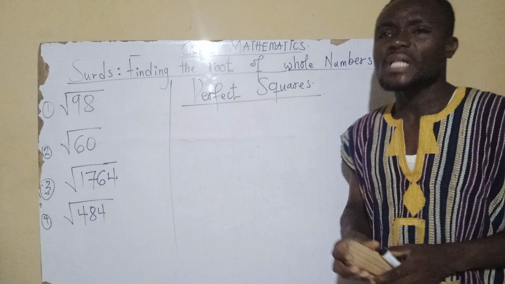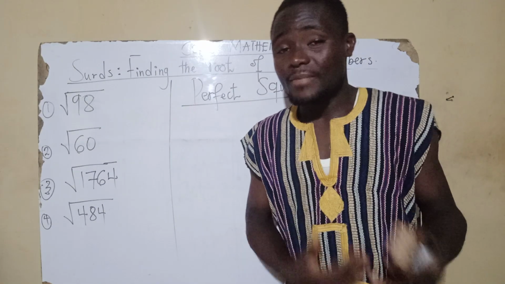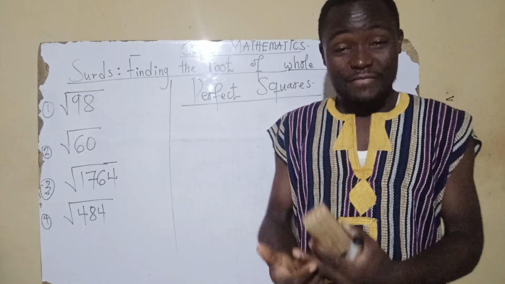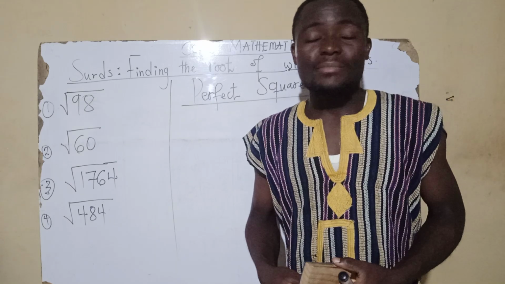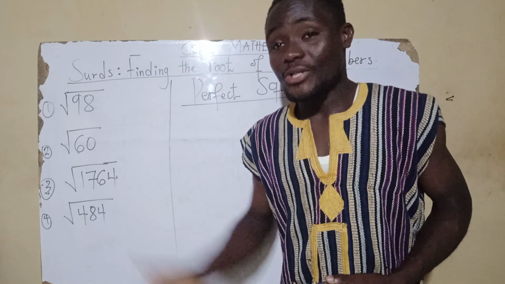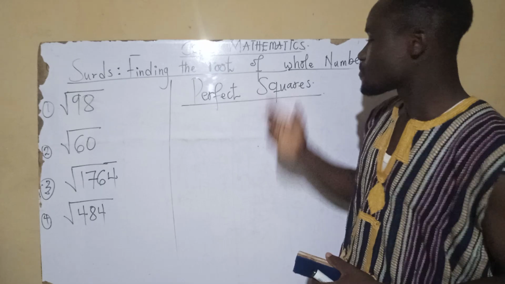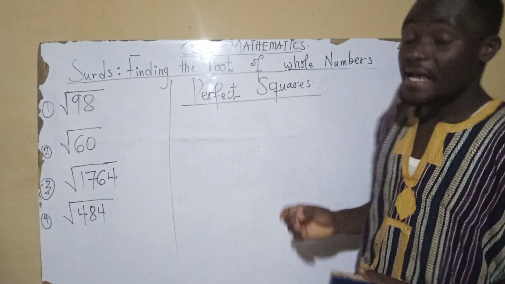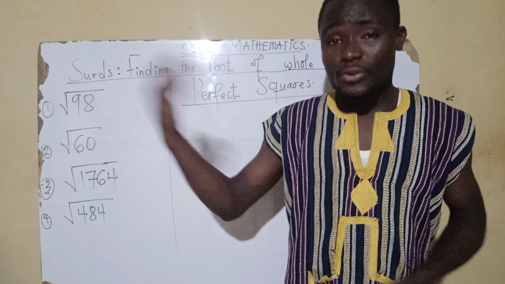Perfect squares. Now, in mathematics, we have different kinds of numbers with their names. We have whole numbers, natural numbers, even numbers, odd numbers, prime numbers, and so on and so forth. Are you with me? Very good. So over here, there are some numbers too that we call perfect numbers.